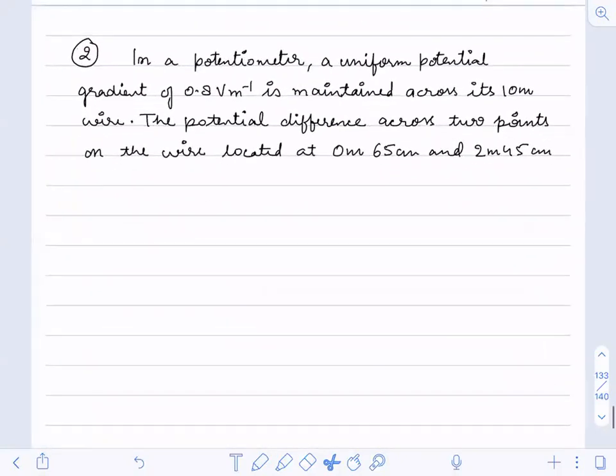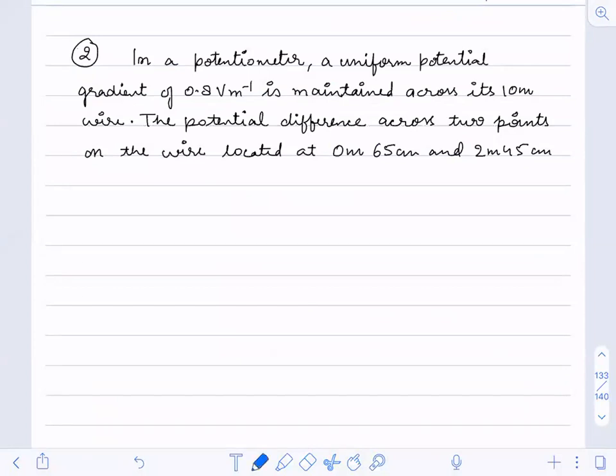Now the second problem is, in a potentiometer, a uniform potential gradient of 0.8 volt per meter is maintained across its 10-meter wire. So you have a potentiometer wire of 10 meter, and you are maintaining 0.8 volt per meter. The potential difference across 2 points on the wire located at, it is given as 0 meter 65 centimeter.